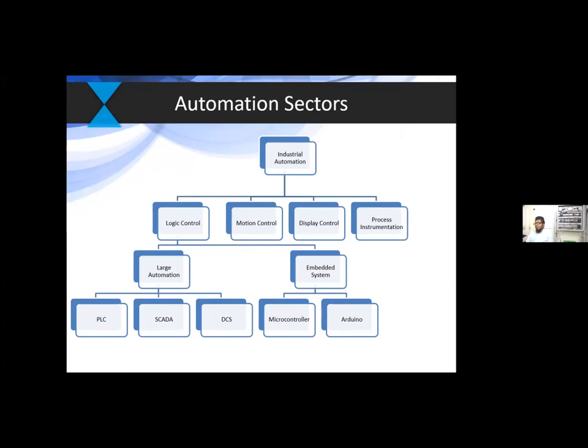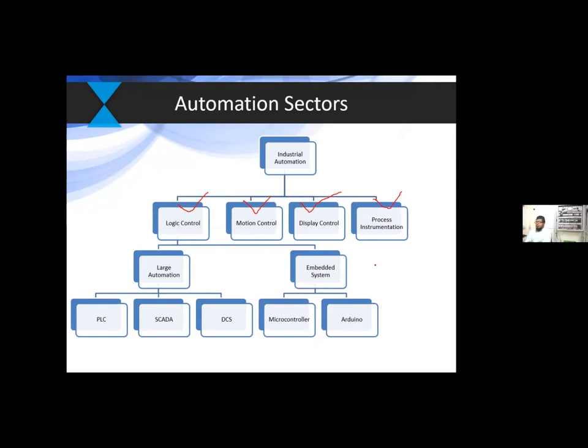So I'm just starting. Industrial automation, we mainly divide into four categories. Number one is the logic control section. Number two is the motion control. Number three is the display control. And number four is the process instrumentation.